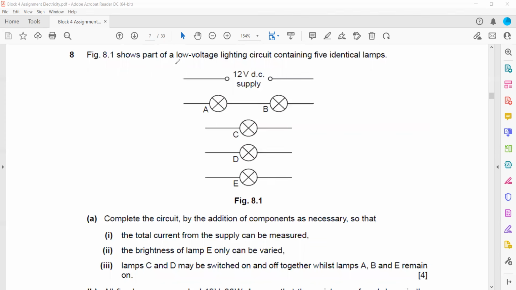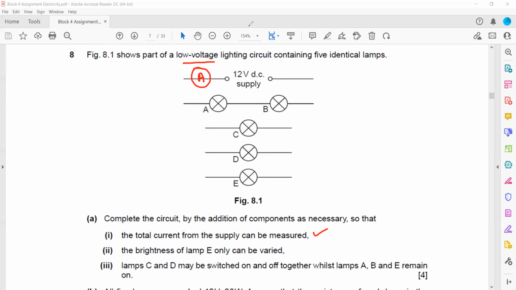Figure 8.1 shows a part of a low voltage lighting circuit containing 5 identical lamps. So 5 lamps are there which are identical. By addition of components as necessary, complete the circuit so the total current of the supply can be measured. If we want to measure the total current, what should we do? We should connect an ammeter, before or after the supply. So that is done. Next, the brightness of lamp E can be varied on its own.